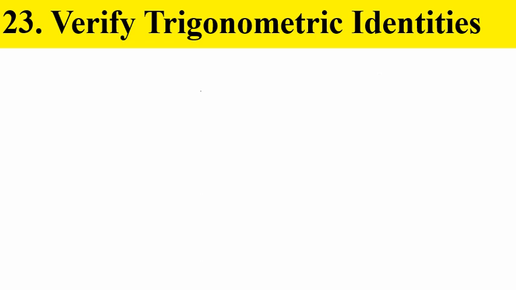Hi everyone, this is topic number 23, verified trigonometric identities. This is the last topic of the revision series. Now in this topic, we have to make the right hand side and the left hand side both equal.